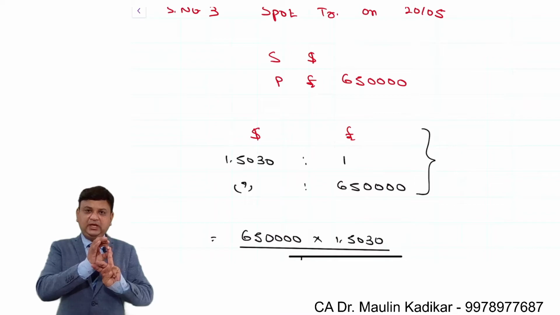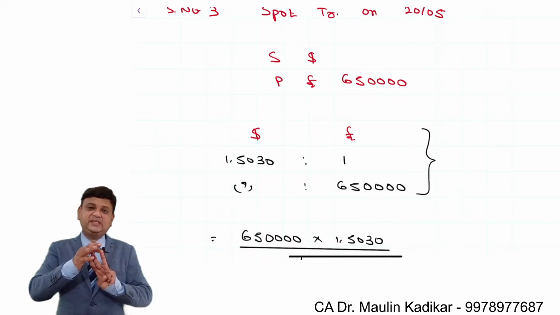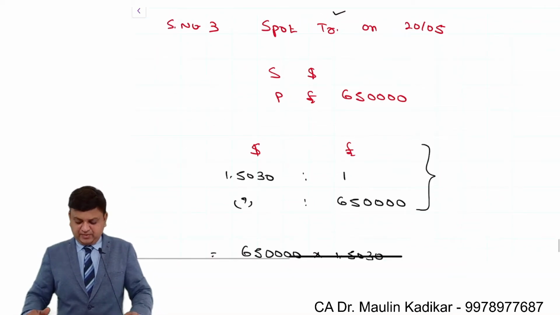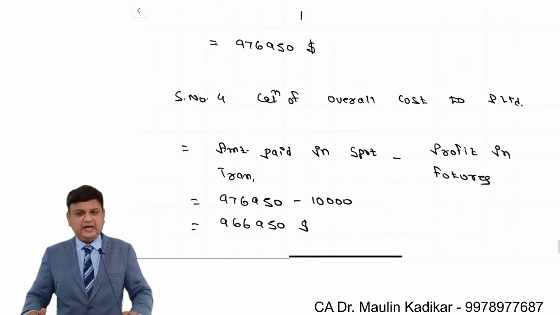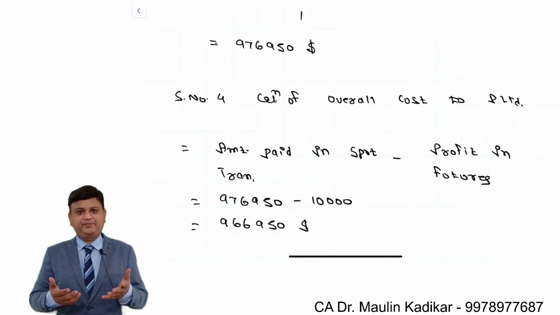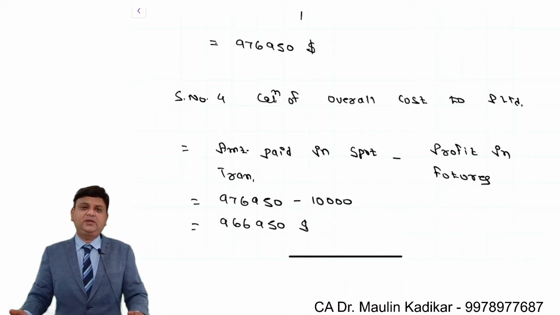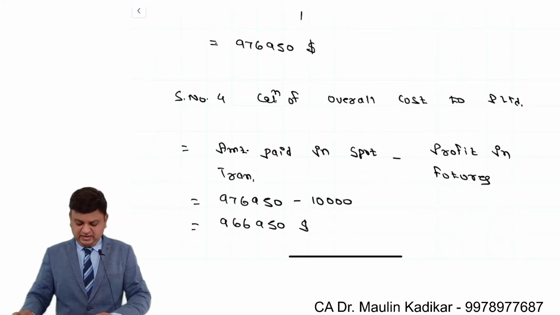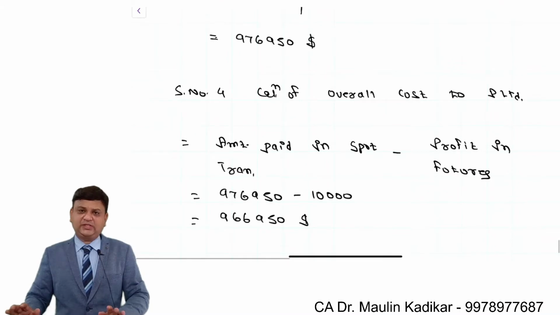In step number 3, we understand that whatever the profit or loss, if it is in the foreign currency, it will be adjusted to the 6,50,000, and then we are supposed to buy 6,50,000 pounds from the spot market, and we will make payment of the same to the supplier. Over here, the profit in the futures contract is in domestic currency, so that profit is subtracted from the amount payable, and with that, the overall cost is calculated.